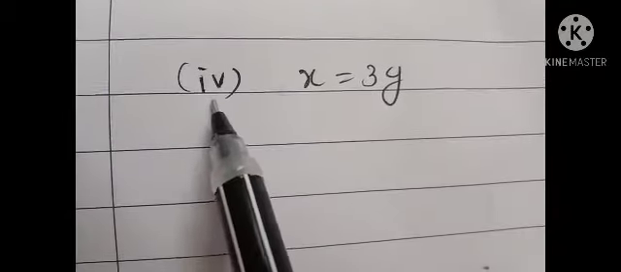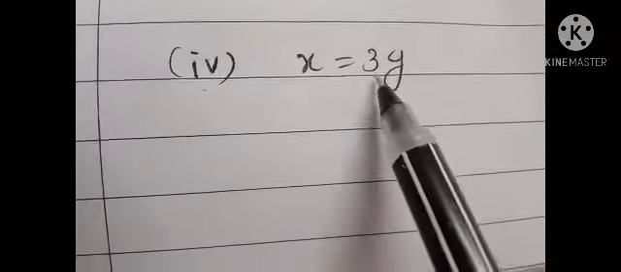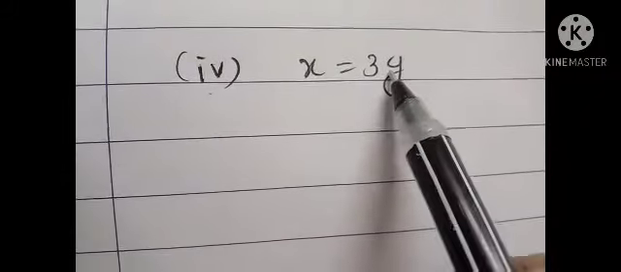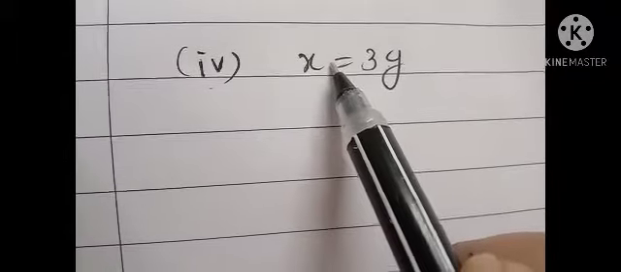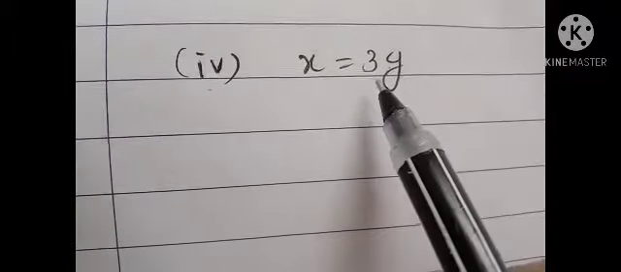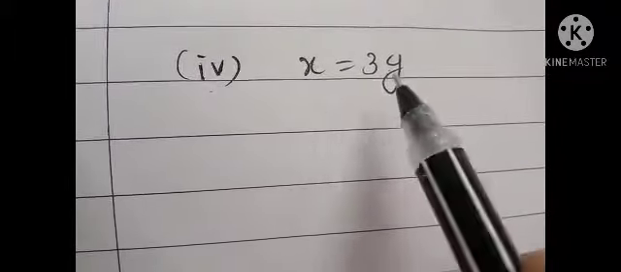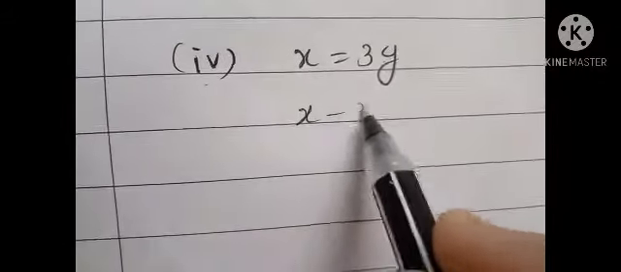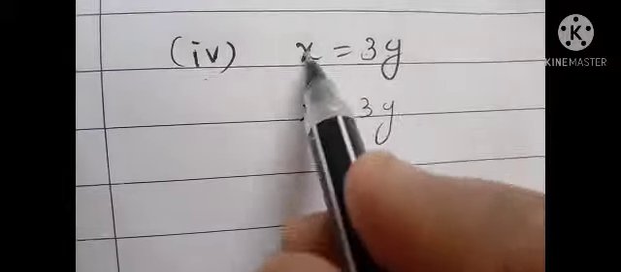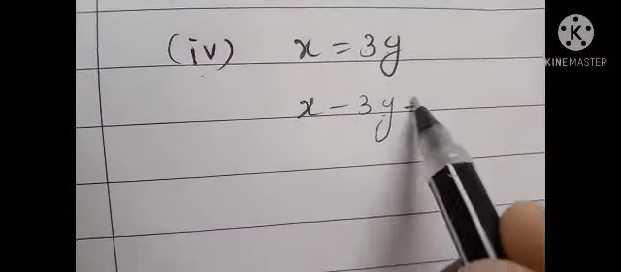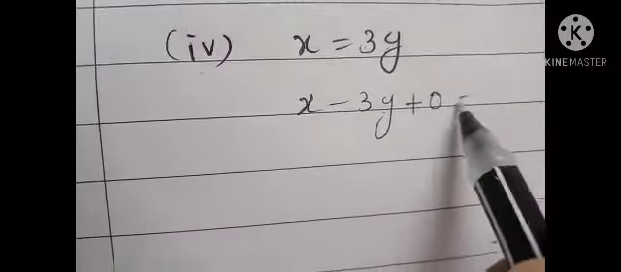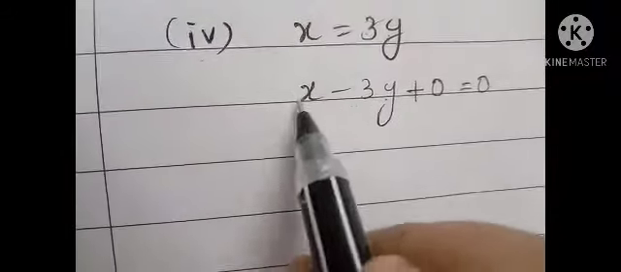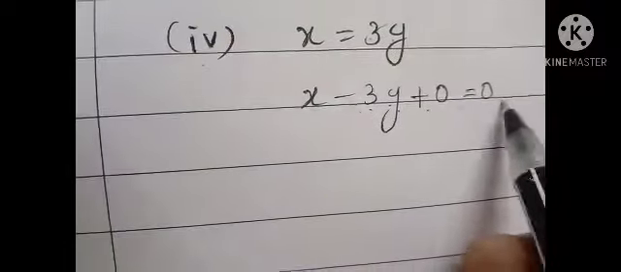This is the fourth sub question, x equals 3y. So here the term with variable y is on RHS, that we have to transpose to LHS. Then there is no constant term, so we can write plus 0. Now RHS becomes 0. So x minus 3y. Positive 3y becomes minus 3y. Then no constant, so plus 0. Now there is no term on RHS, so 0. So x minus 3y plus 0 equals 0.